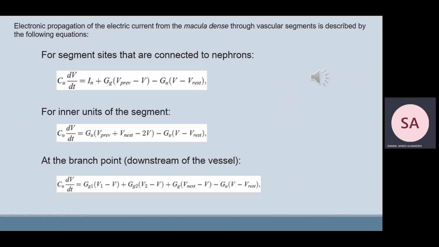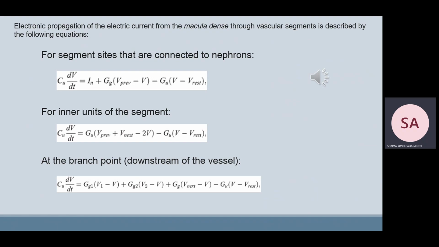The first one is for segment sides that are connected to the nephron. V previous describes the voltage in the previous downstream unit. V rest is the resting membrane potential. The next one is for the inner units of the segment, where V next denotes the potential of upstream units. IN stands for the current induced by the macula-adenosine signal.